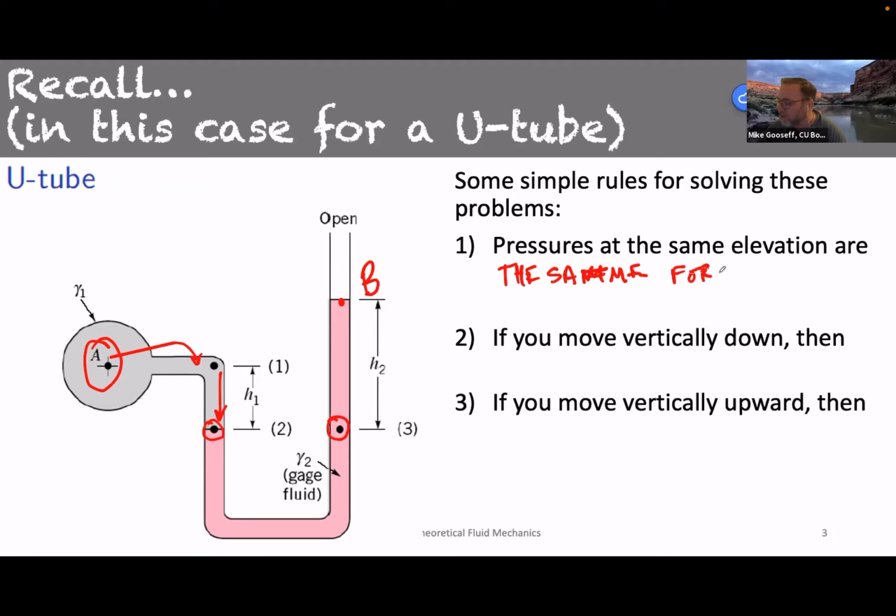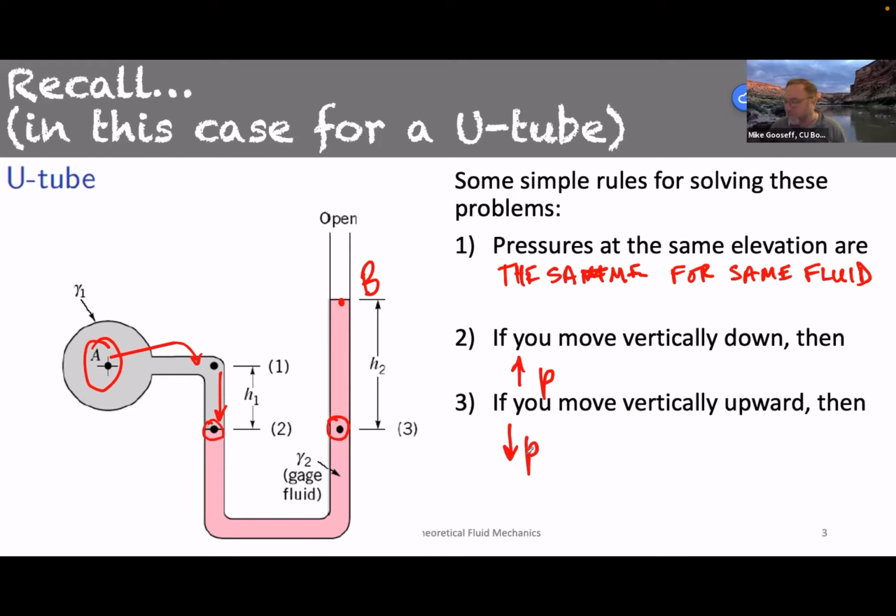That is, if they're in the same fluid. And if you move vertically down, you put more fluid above you, so you have to increase pressure, right? And if you move vertically upward, you are putting more fluid below you, less above you, so you would decrease pressure in some way. Now, that might mean subtracting it or losing it, however you're tracking it in your problem, right?